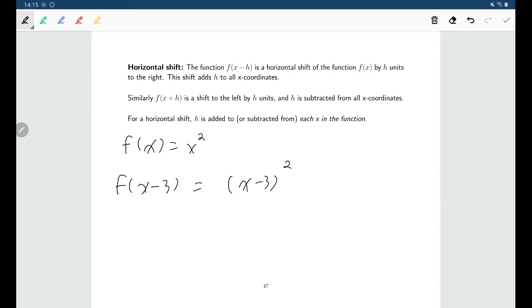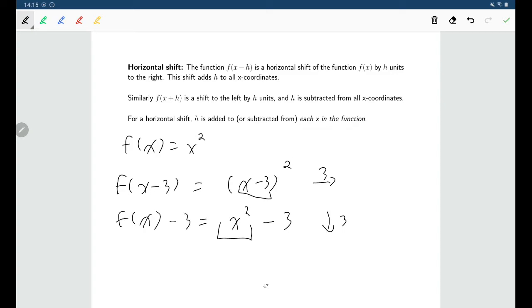That's what I mean by f of x minus 3, as opposed to the vertical shift, f of x minus 3, where 3 is being subtracted from the entire function. That's for a vertical shift. Here, 3 is being subtracted just from the x. That's a horizontal shift. This would be a shift to the right by 3 units. This would be a shift downward by 3 units.